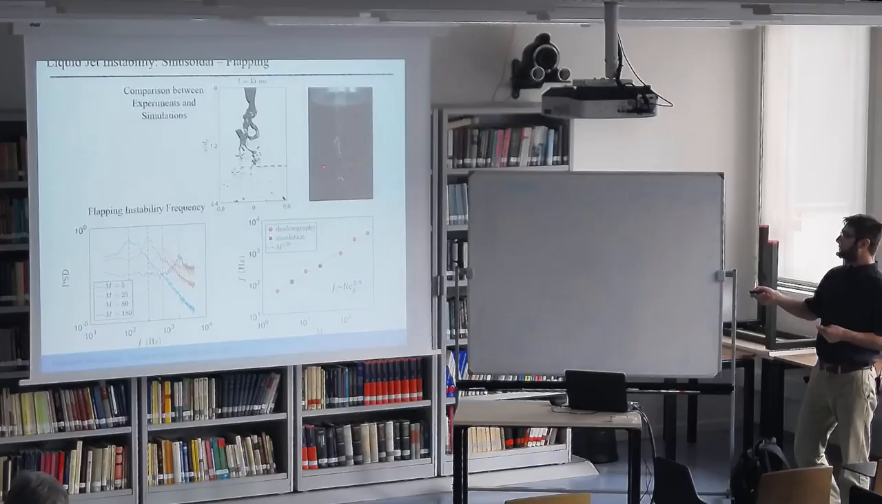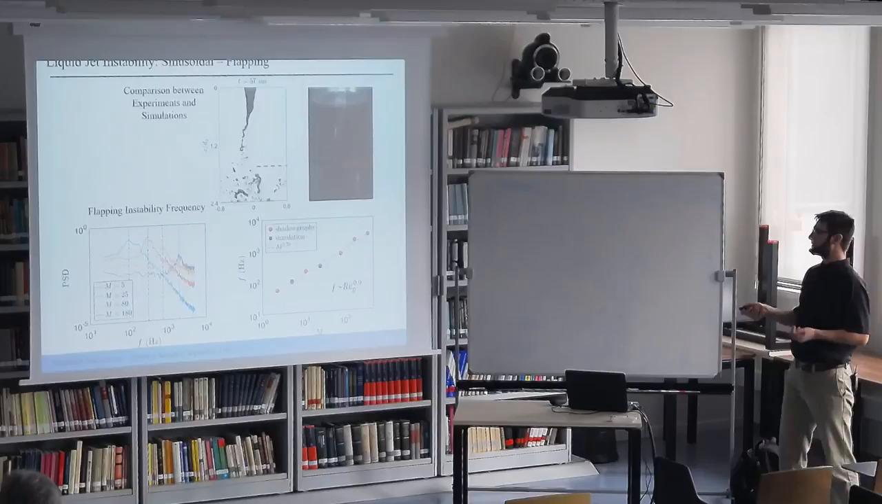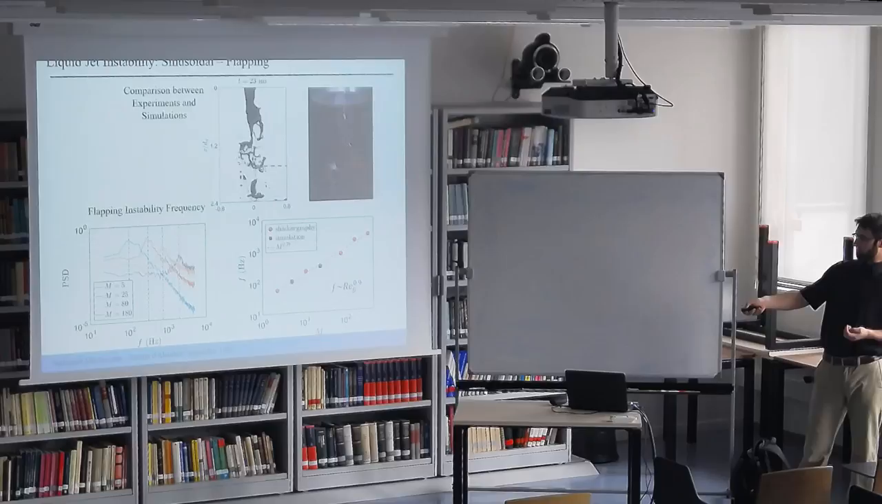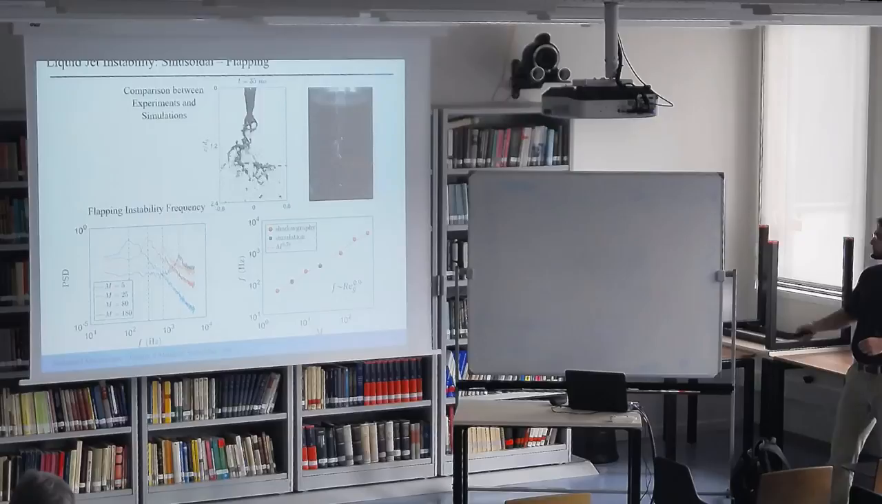For both experiment and simulation, we extract the flapping frequency the same way. We look at the sum of the pixel intensity in a half cross line here. This gives us a time signal. We take the Fourier transform to obtain the power spectral density, and you have clear peaks. You extract the frequency of those peaks, and you see how this evolves with the momentum ratio.